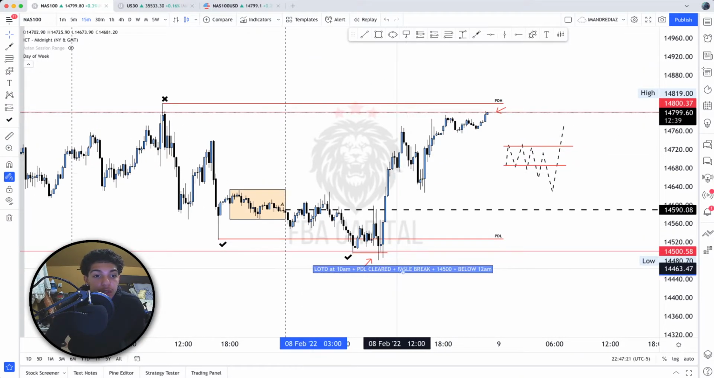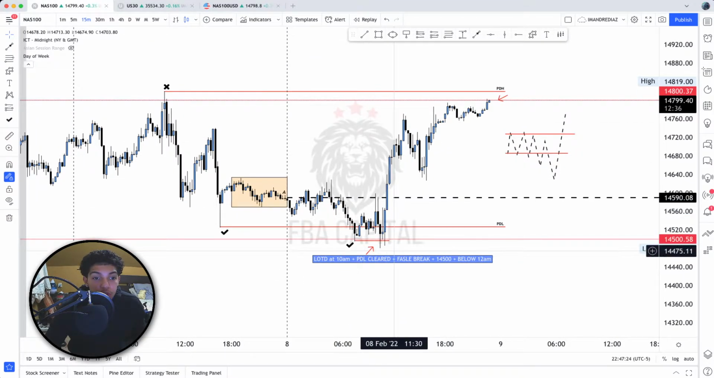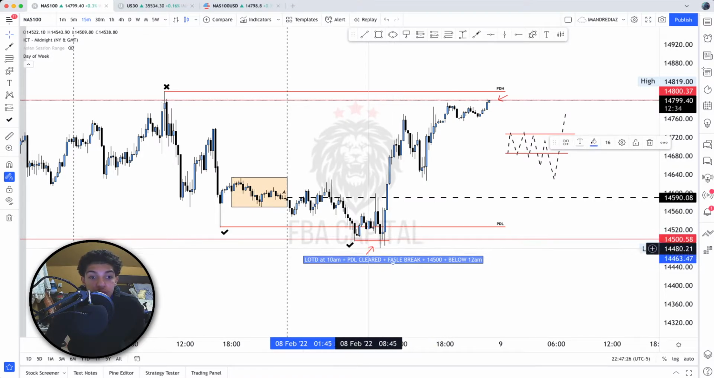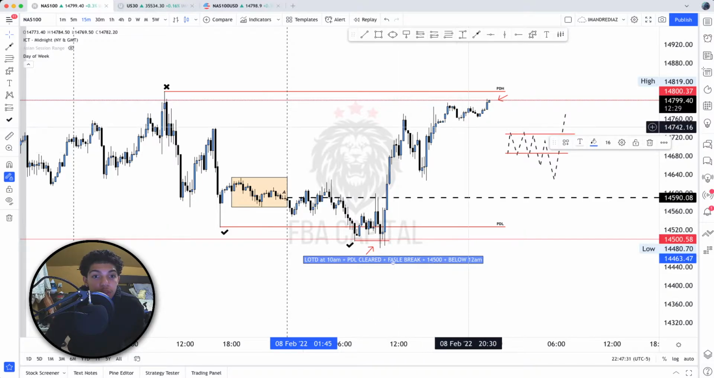But pay attention to where this happened here. Below the 12 a.m. at a specific time during New York session, tapped into a big figure level, cleared the lows to the left, and then overall pushed higher.